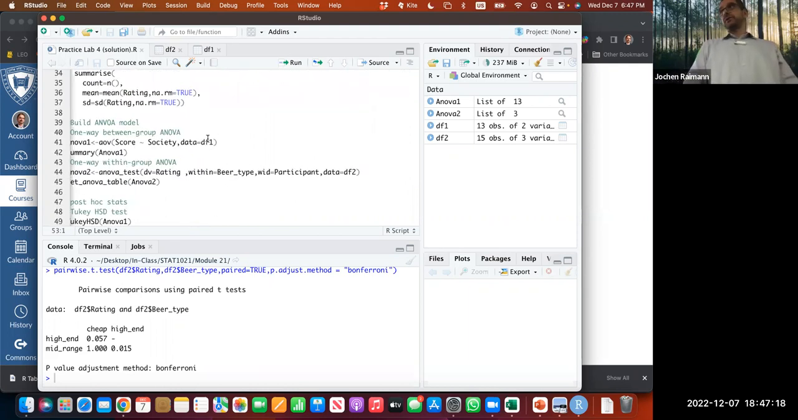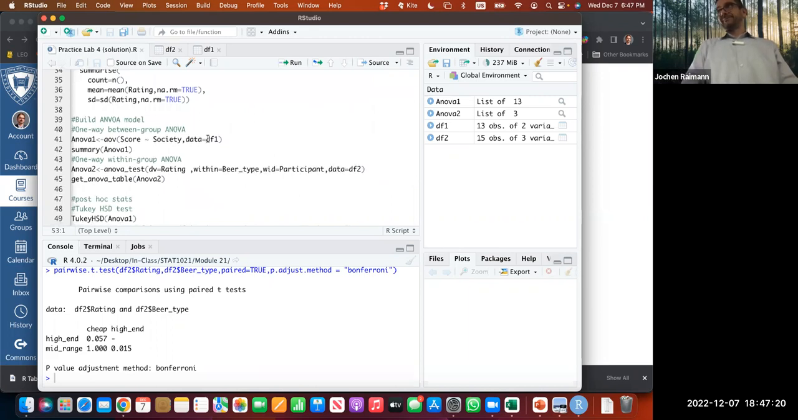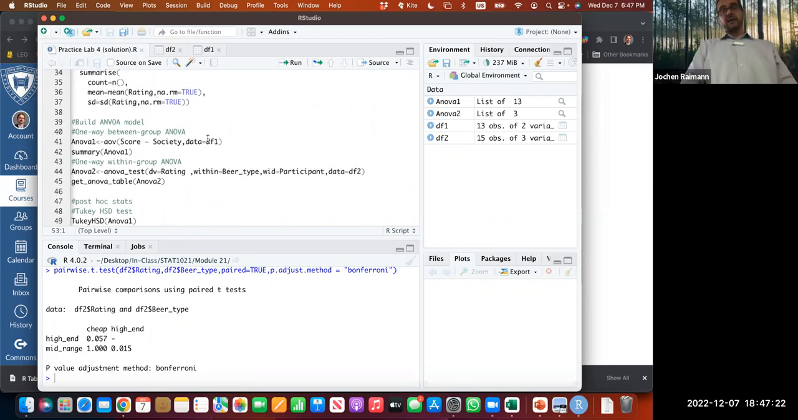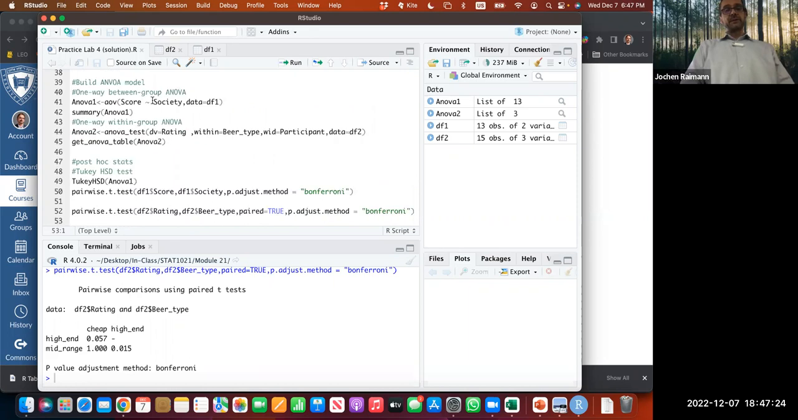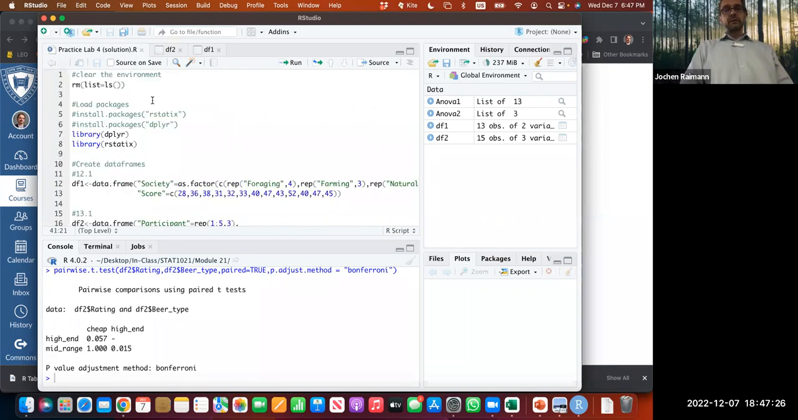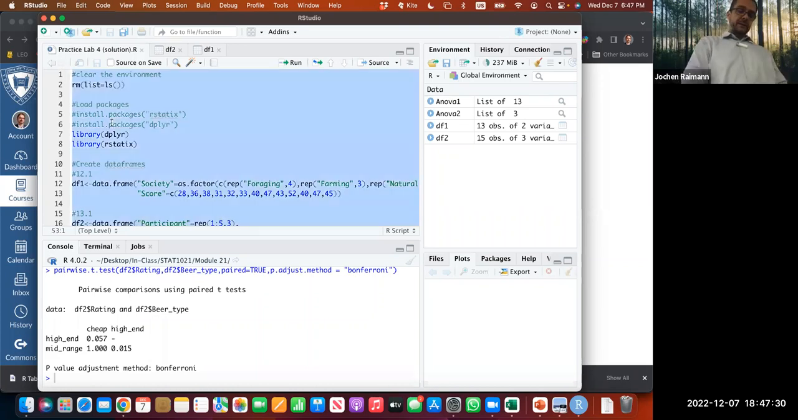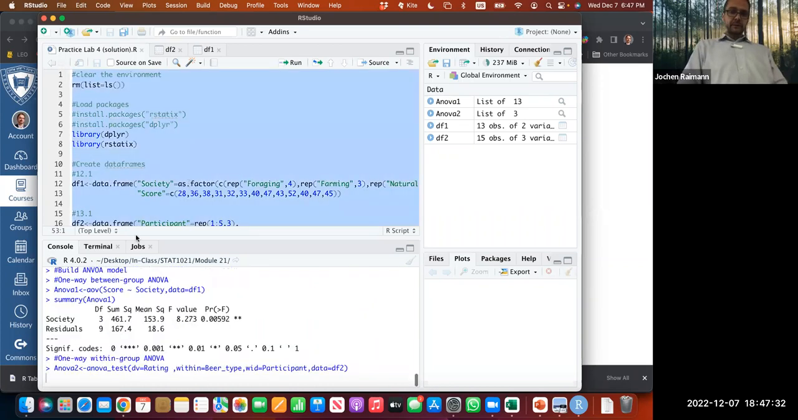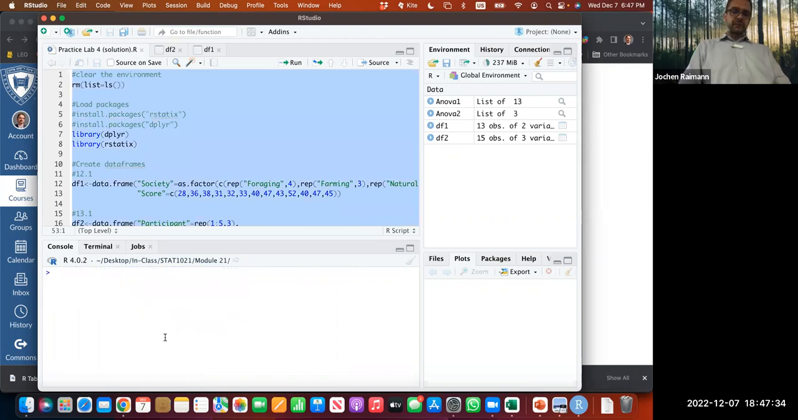Good. Any questions about practice lab 4? If not, it's simple. You just run the entire code. Make sure that line 5 and 6 are hashtagged out. Run the entire code. Press Control L first. Run the entire code.